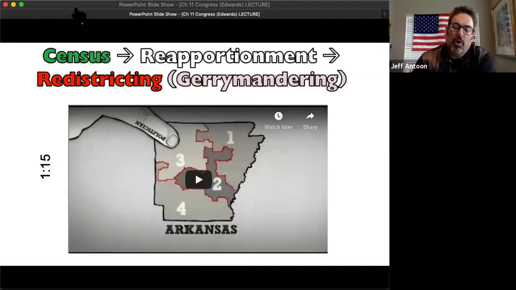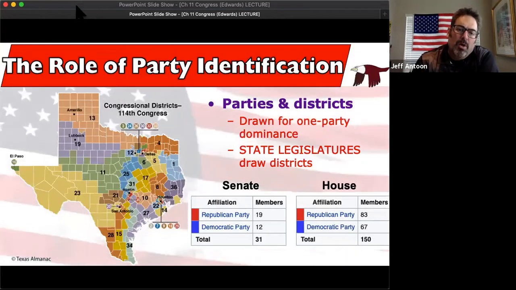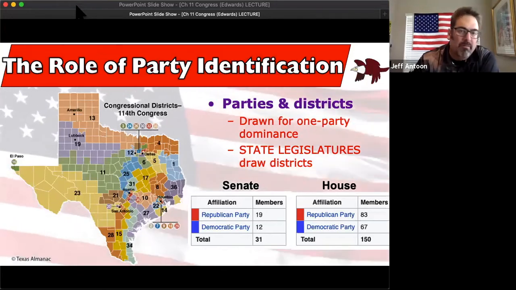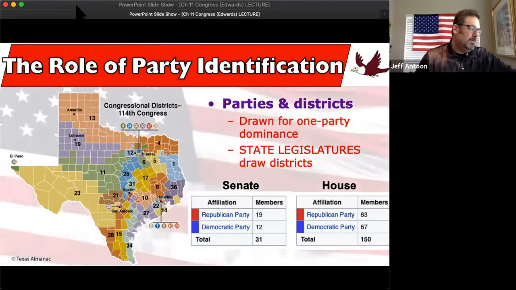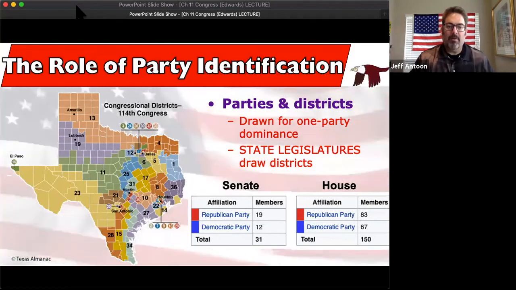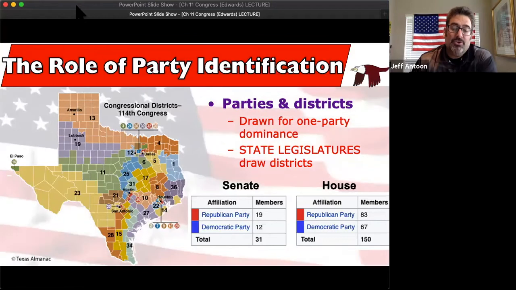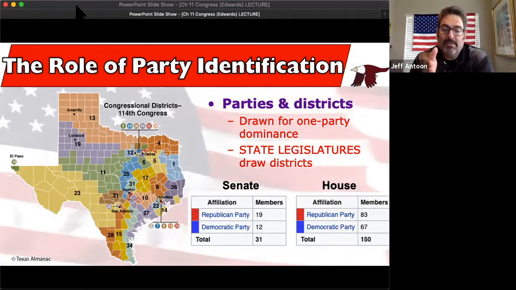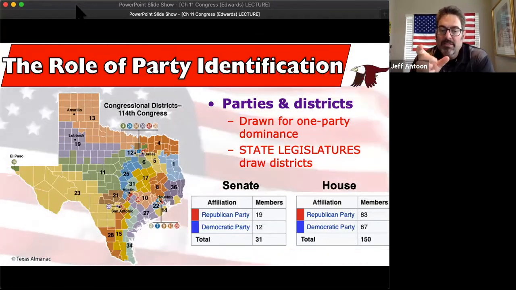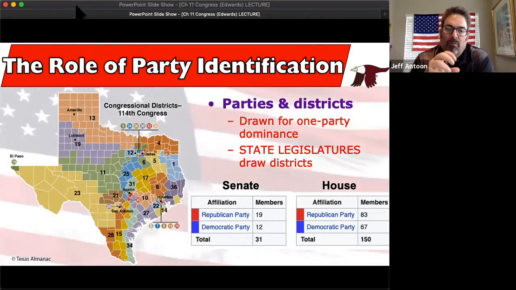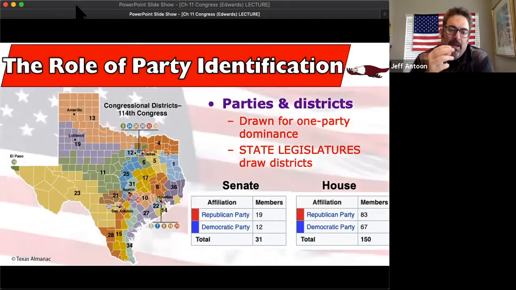Okay, so that gives you an overview on it. So let's talk a little bit more. You can see here the role of party identification. Sorry, that was my timer. So the parties draw the districts, through the state legislature. Look at the Senate and the House here in Texas. It's Republican. It's slowly moving the other way, meaning we're getting more of a balance, but it's most likely going to be that way. And again, they look at that.